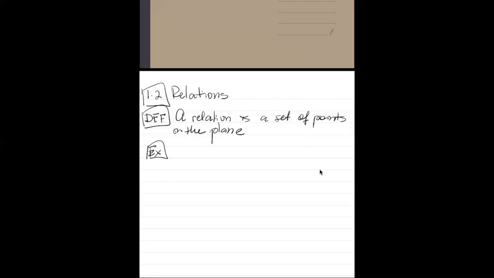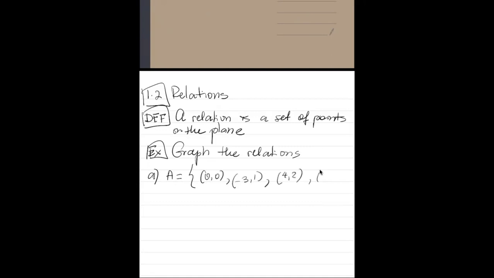if we have to graph the following relations. First one, let's call it A. We'll write it as a set, and we're going to list the points one by one: (0, 0), (-3, 1), (4, 2), (-3, 2). So this is a list of 4 points that form a relation. To graph it, all you have to do is plot these points on the Cartesian plane.